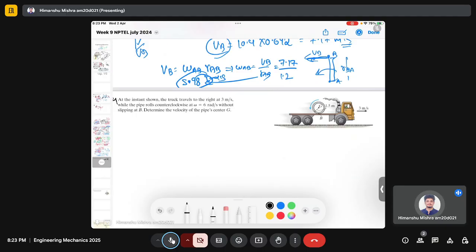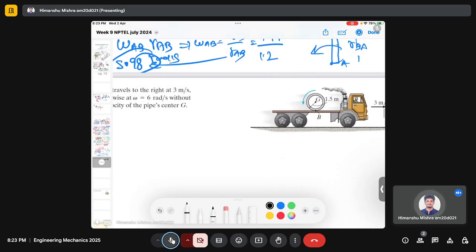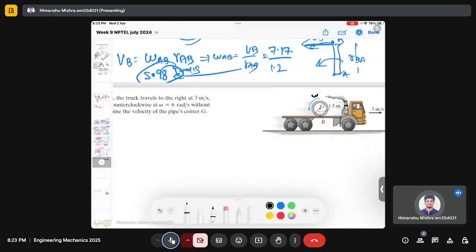So at the instant shown, the truck travels to the right at 3 meters per second, while the pipe rolls counterclockwise at omega 6 rad per second without slipping at B. Determine the velocity of the pipe center G. So you can see as this pipe is rolling with some angular velocity omega, this point G is moving in this direction and this point B is moving in this direction.